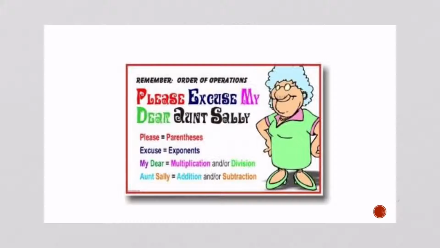Okay, so let's practice that. Here's a cute little sign. You'll see this a lot whenever we're talking about order of operations. Please excuse my dear Aunt Sally. The P is your parentheses, the E is for exponents, my dear, multiplication and division, and Aunt Sally is addition and subtraction.